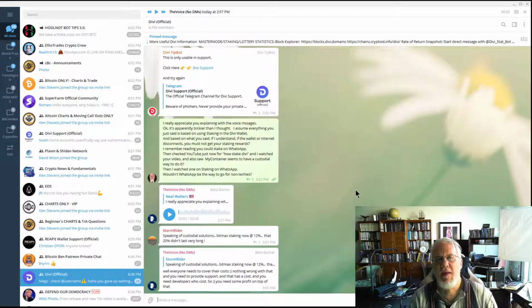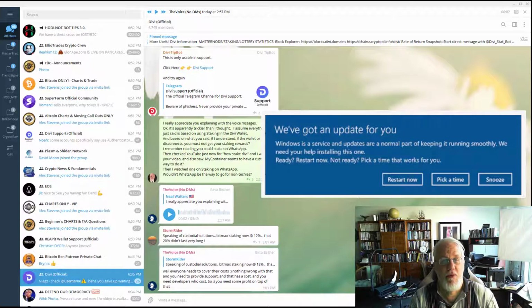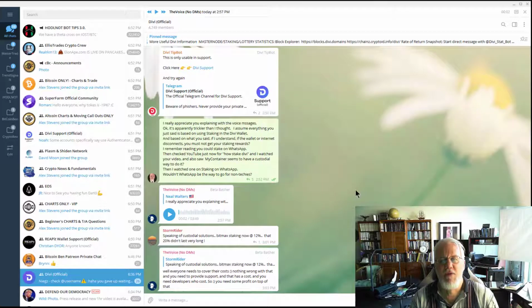So what he was talking about is Windows has updates that will come like on Tuesdays and Thursdays almost every week. And it will often ask you, do you want to reboot your computer now? Or you can say, no, I want to do it at midnight tonight. Well, the point is, when you're running the DIVI wallet, you have to do a soft shutdown.